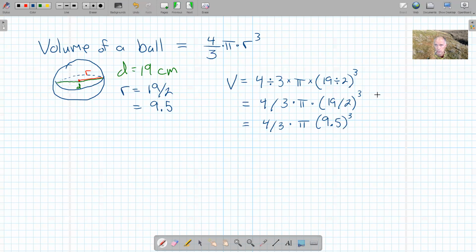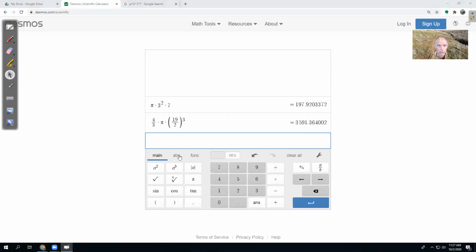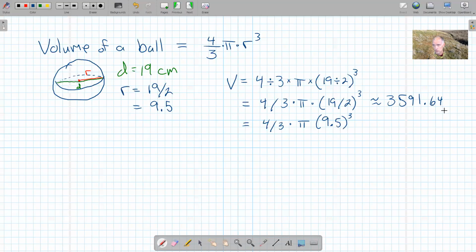So let's see, I typed this version or that one up there. 3,591.364-ish. So let's try it with the decimal to see if we get the same answer. Oh, 364, got that wrong. Squeeze in a 3 here.